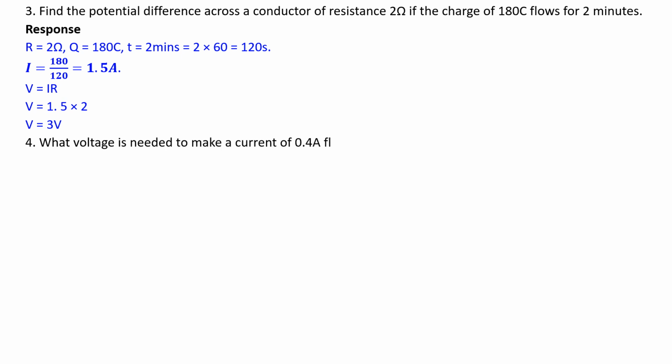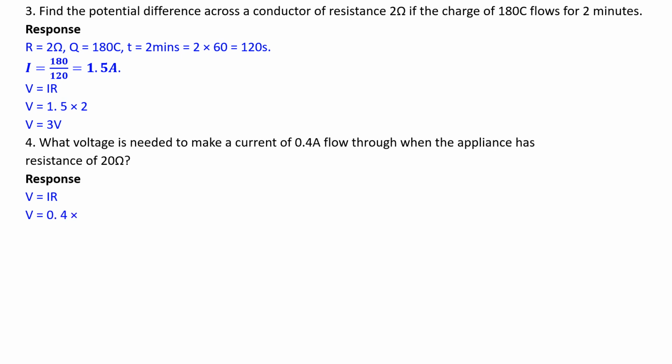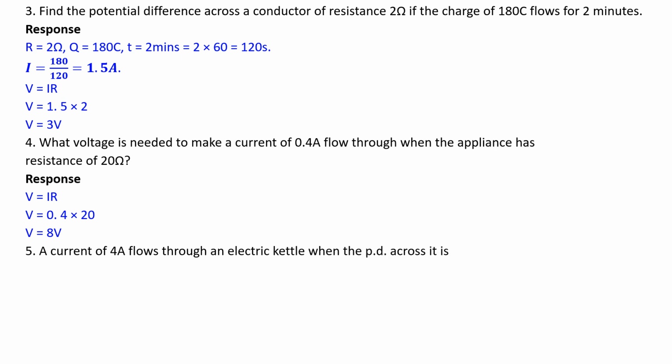They want the voltage. They are given a current of 0.4 ampere and a resistance of 20 ohm. We still use Ohm's law. We get 8 volts. Next, we are given a current of 4 ampere flowing through an electric kettle with a PD across its end as 8 volts. They want us to find the resistance. Ohm's law still. We get resistance as 2 ohms.